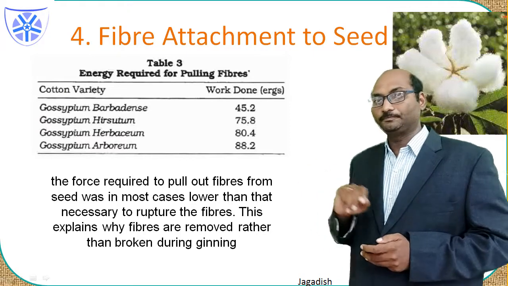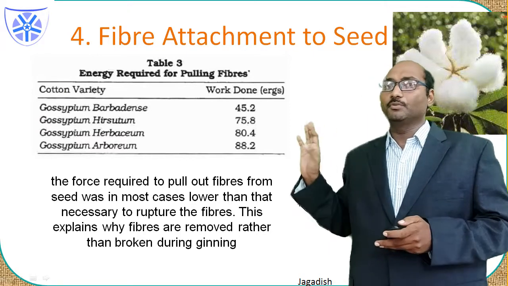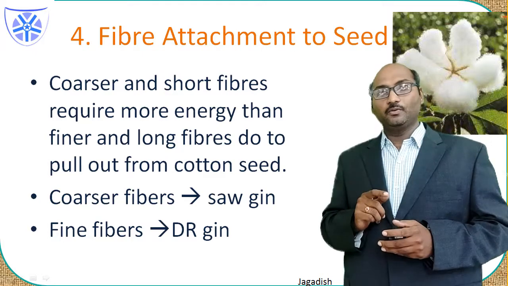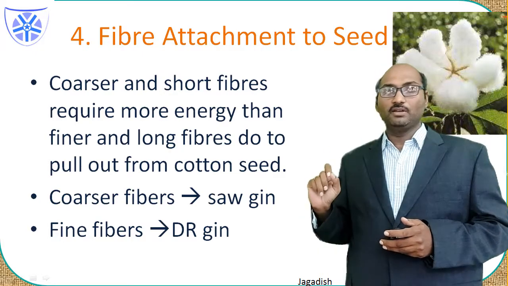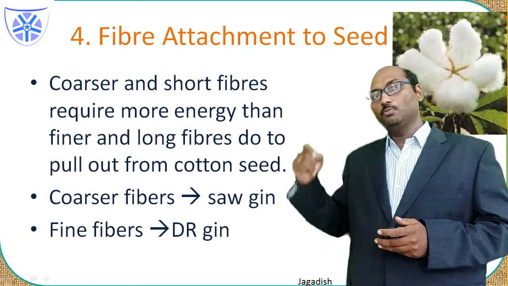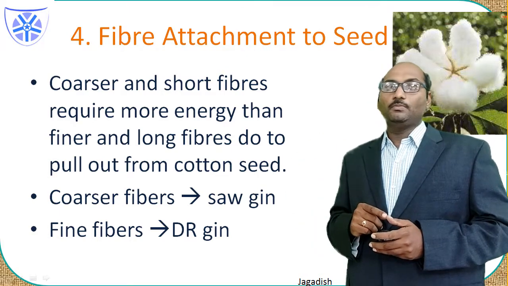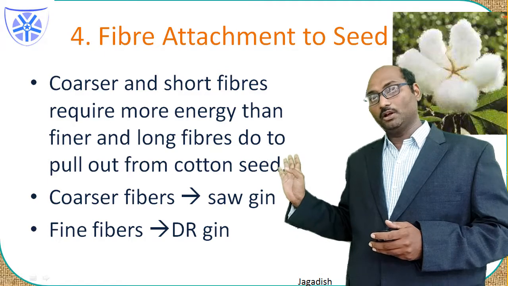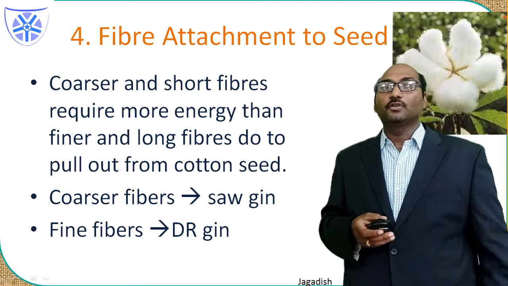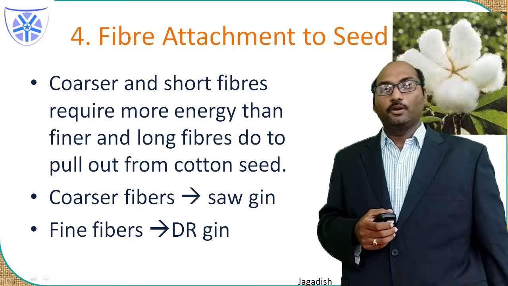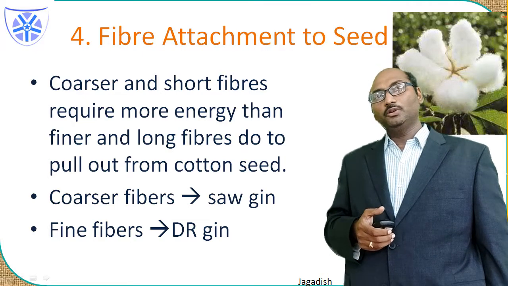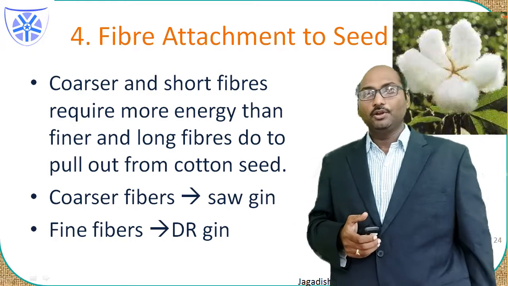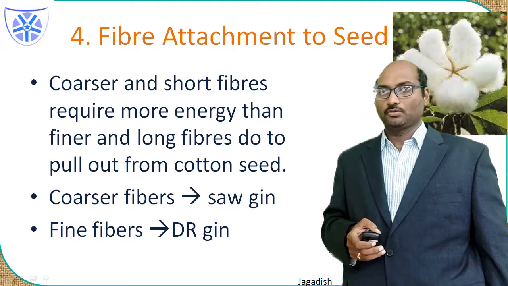Okay. Yes, I think you understood the importance of this. So, the coarser and short fibers require more energy than the fine and long fibers to pull out from the cotton seed. So based on this assessment, we can say that the coarser fibers should be ginned in a saw gin, and the fine fibers should be ginned in a double roller gin. So in India, which gins are mostly used? Double roller gins. In the case of very short staple cotton, a saw gin also can be used.